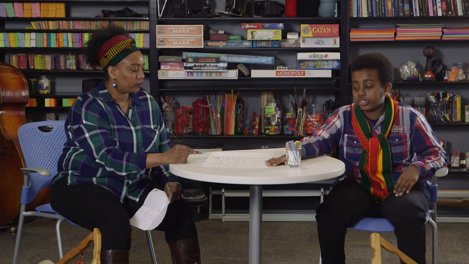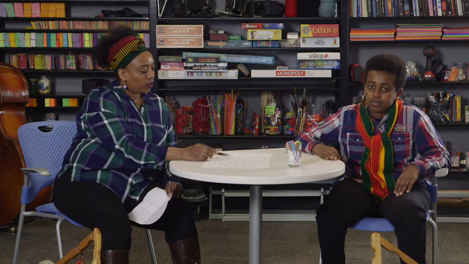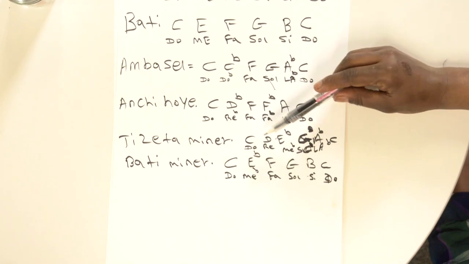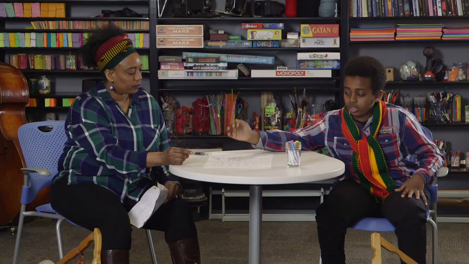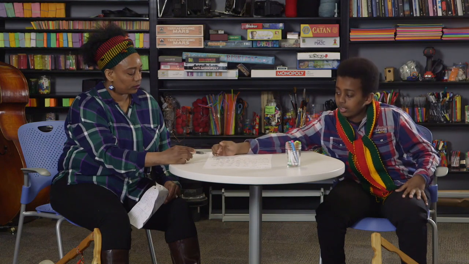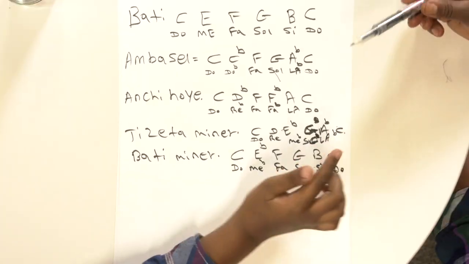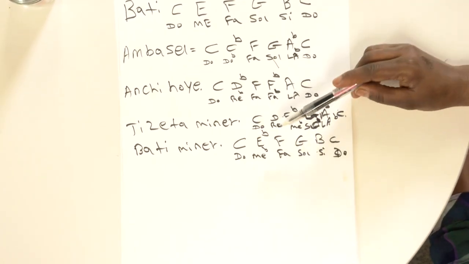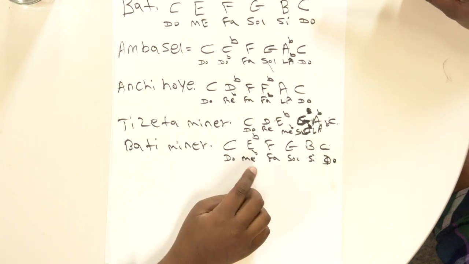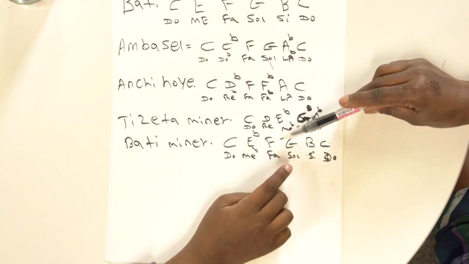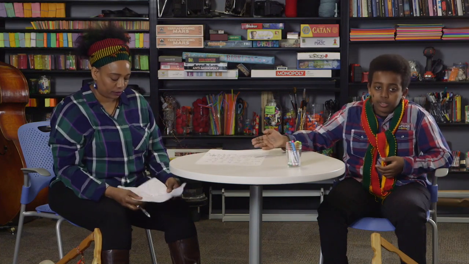The next one that we're going to show you is Tizita and Bati in minor. The Tizita minor is do, re, mi bemol, sol, la bemol, do. And the Bati minor is do, mi bemol, fa, sol, si, do. These are the Ethiopian kenyits.